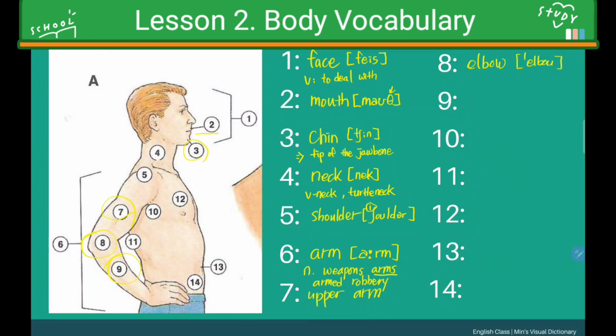And lastly, number 9 is forearm, like this, fore and arm. The pronunciation is fore and arm. Over here, fore means front or before.